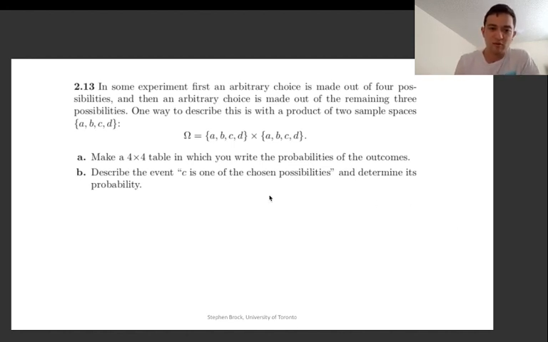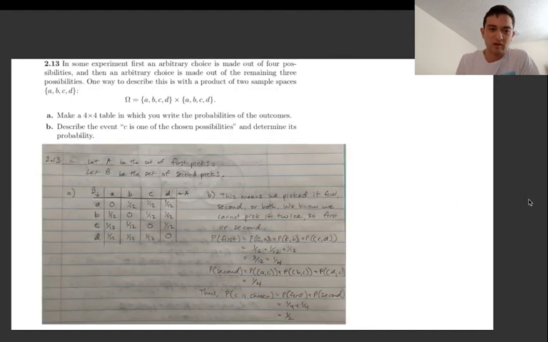So step A, make a 4x4 table in which you write the probabilities of the outcomes. B, describe the event C is one of the chosen ones, and determine its probability. So let's write out our 4x4 table. Again, let's start with some let statements to simplify some notation. So A is the first pick and B is the second pick. We'll have A along the columns and B along the rows.